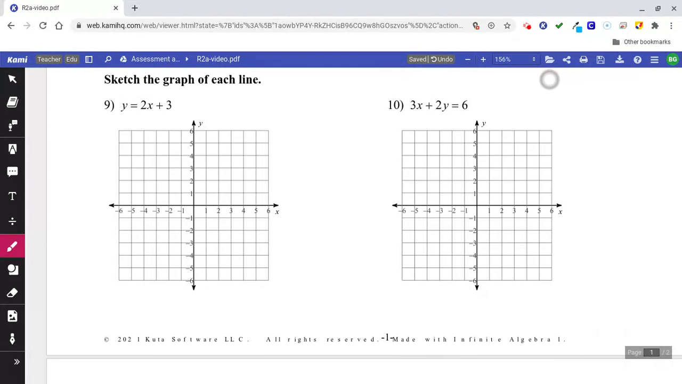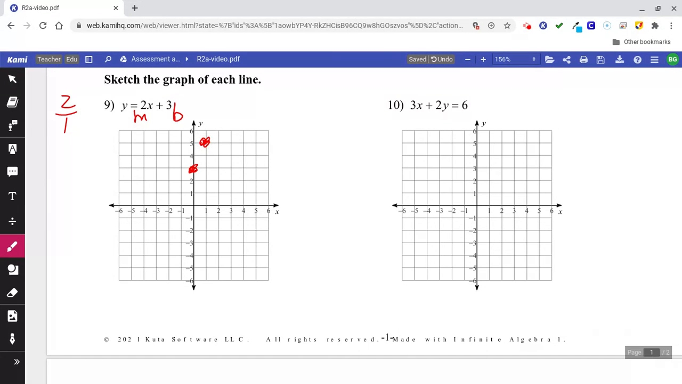Sketch the graph of the line. This number's b, this number's m. We start at the b number. That's the y-intercept, so that's where the line crosses the y-axis. And then give it a slope of 2. You might want to write it as a fraction, 2 over 1. You'd rise 2 and run 1.